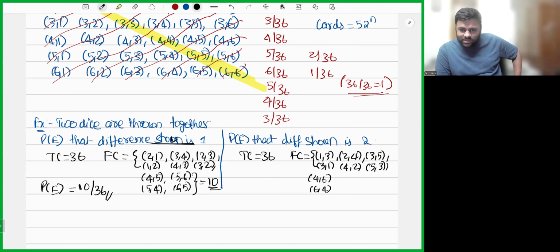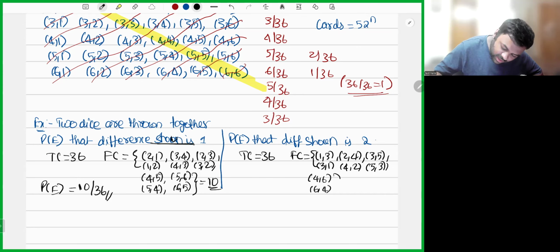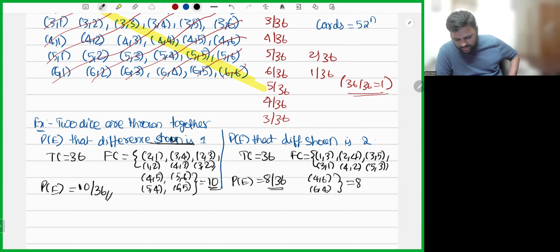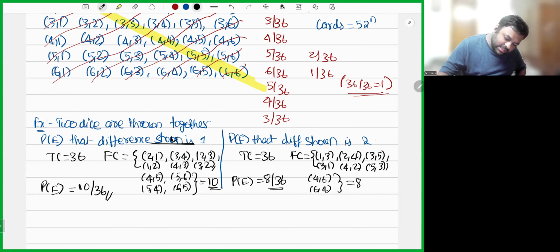In other case, you can think, sir, 5, 7, 7, 5. No, dude, there are only 6 faces in a die. That's it. 1, 2, 3, 4, 5, 6, 7, 8. So favorable cases are 8. So probability is 8 divided by 36. The probability that difference shown is 2 is 8 by 36. So I hope the concept of dice is clear.